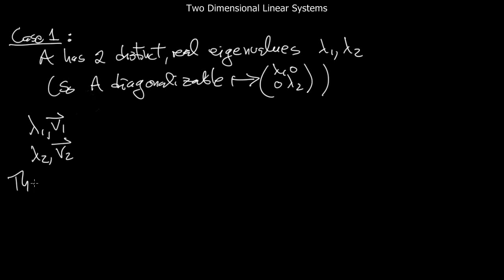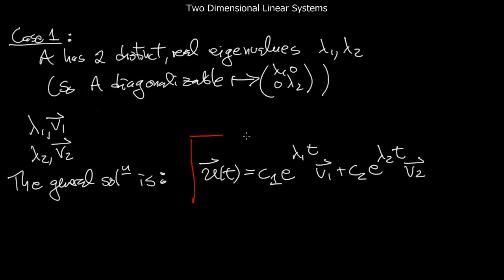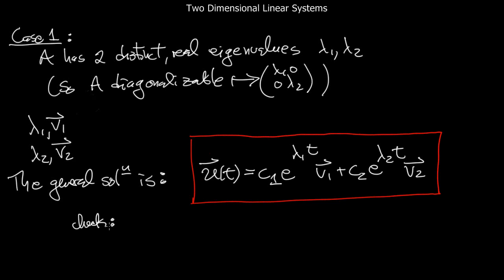We saw that if you take the corresponding eigenvectors, then the general solution is u of t is equal to some constant c1 times e to the lambda 1 t times v1 plus c2 e to the lambda 2 t v2. And that's the general solution. If you have a particular solution, you can find it by solving an initial value problem. So let's just check that this really is a solution.